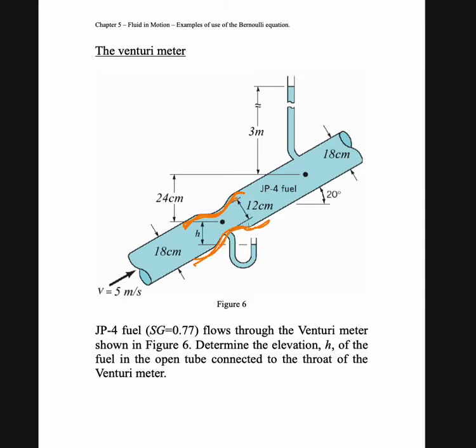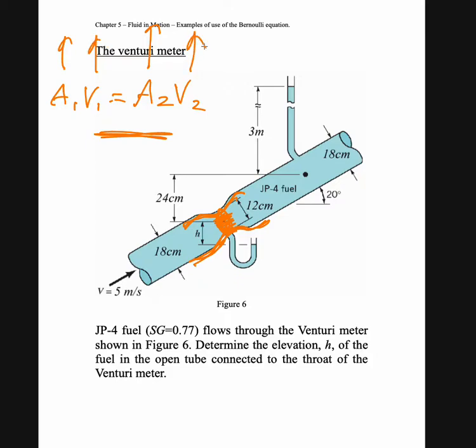Okay, why do we need to change the cross-sectional area here? Because from the continuity equation, A1 V1 is equal to A2 V2. So it means that if the cross-sectional area is not changed, the velocity remains constant.